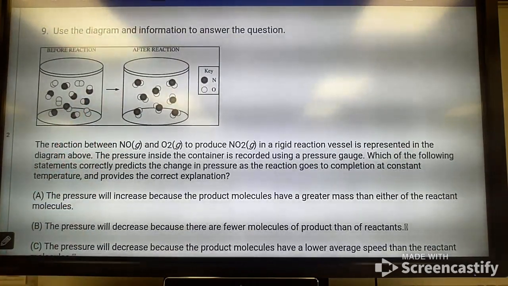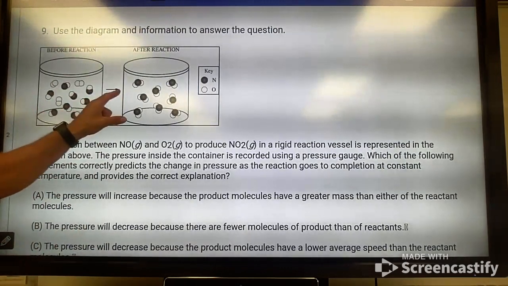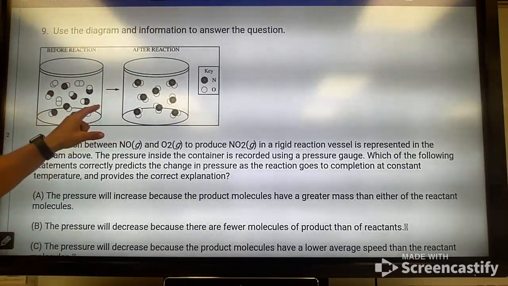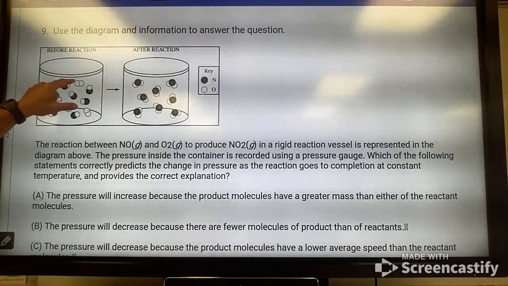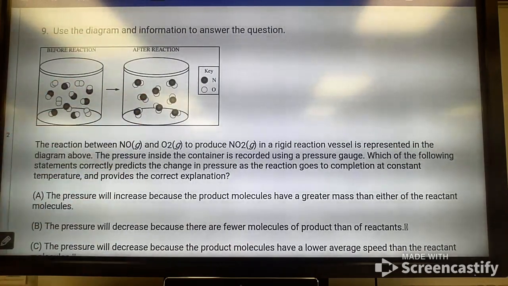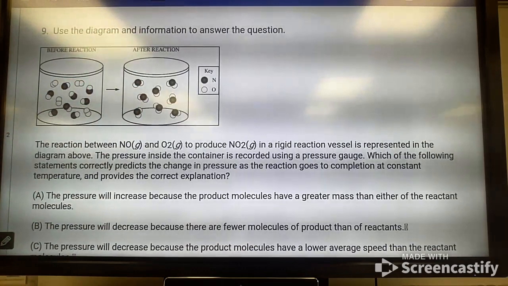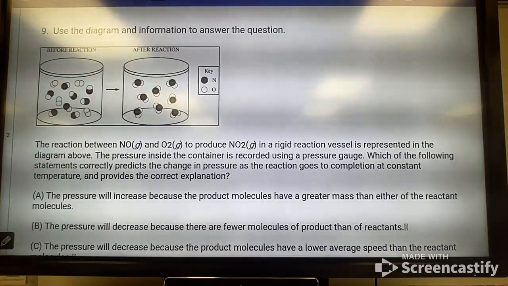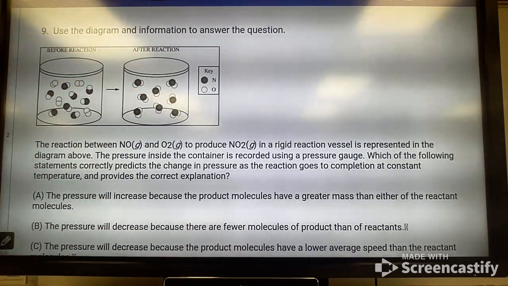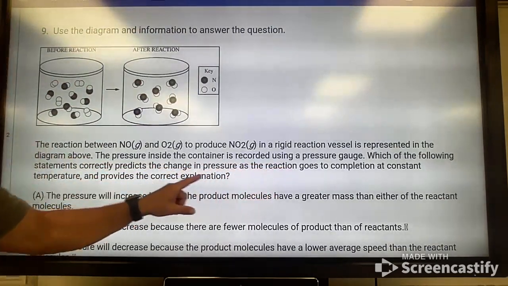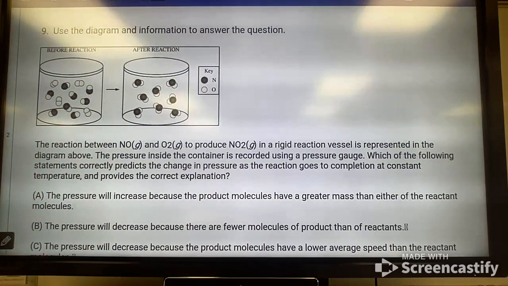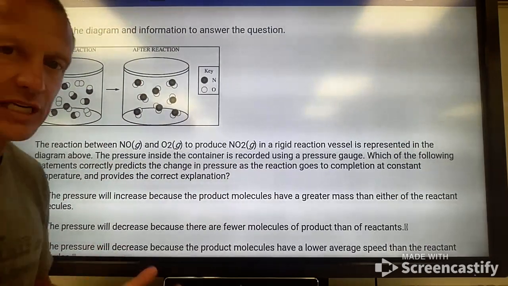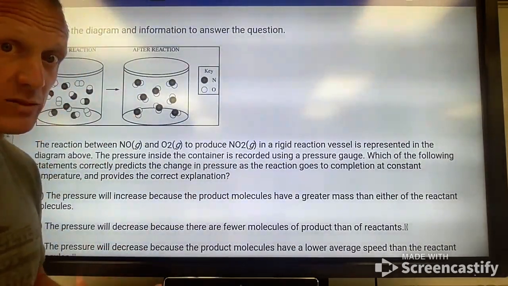Using this reaction between NO molecules and O2 molecules, making NO2, pressure is recorded before and after the reaction. What predicts the change in pressure as the reaction goes to completion at constant temperature? Well, same temperature, same size container, so we just need to know how many moles of gas there are. More moles of gas, more pressure.